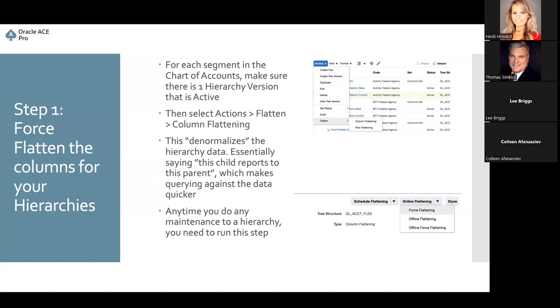And we typically, on our implementations, stress that as soon as you do anything with a hierarchy, run that process. It doesn't take long to run. You're literally forcing it to go through. As we said, find the hierarchy, actions, flatten, column flattening, takes you down to the bottom screen there, and you're just going to say online flattening, but force it through. You're going to do that for each hierarchy, for each version that you have active out there. That's the first step.